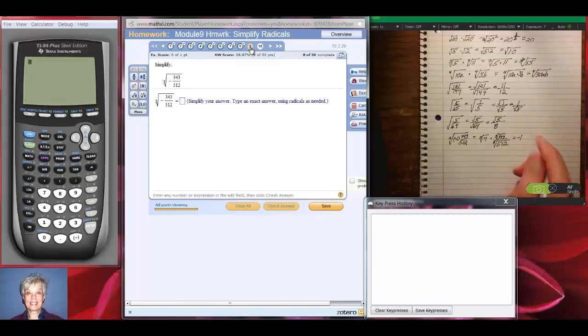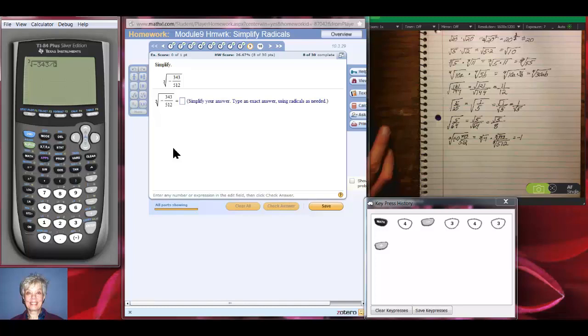The cube root of 343, so remember how to do the cube root, but okay. We're going to go down to cube root here. And I'm going to take, let's just do the whole thing. Negative 343 divided by 512 and hit the right arrow key and enter. Nope. Okay. Clear.